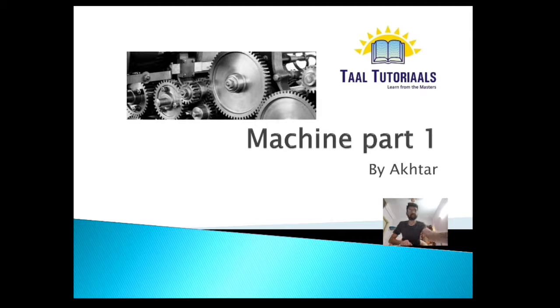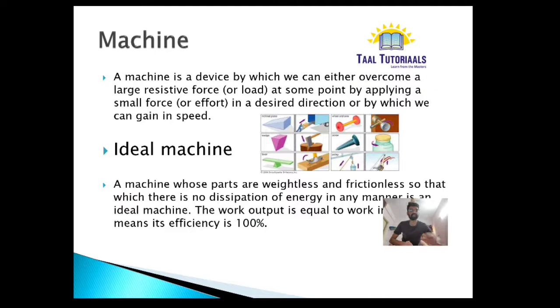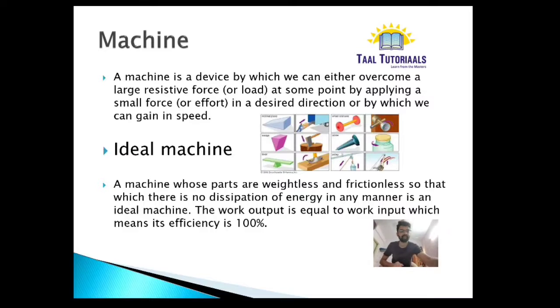So basically what is a machine? See, a machine is a device by which we can either overcome a large resistive force at some point by applying a small force in a desired direction, or by which we can gain in speed. Here we are doing a large amount of work, and we are putting a very small force. This is actually a machine.